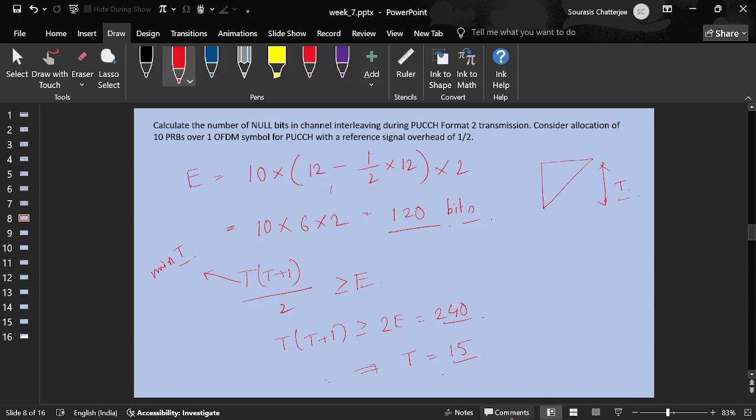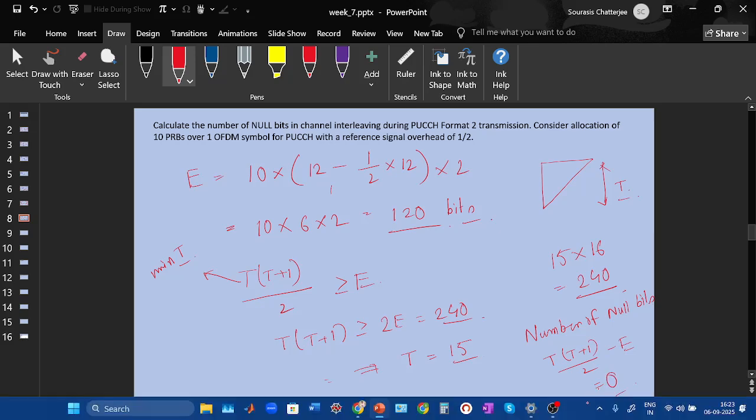Fifteen, right? Because if we have 15 times 16, we'll have exactly 240. So in that scenario, how many null bits do I require? Null bits will be 0. So in that particular example, I'll require no null bits at all, because the isosceles triangle exactly matches the number of bits allocated.